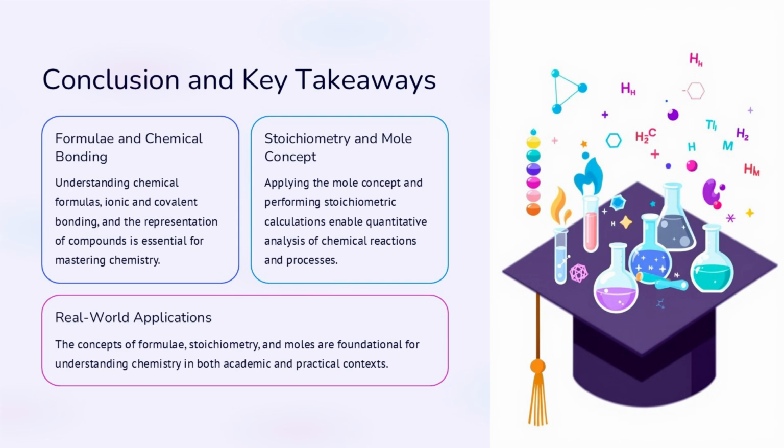Chemical formulae provide a concise way to represent the composition of compounds, which is crucial for understanding their properties and behavior. Exploring ionic and covalent bonding mechanisms helps explain how atoms interact to form stable compounds. The mole concept and stoichiometric calculations enable quantitative analysis of chemical reactions, allowing us to predict and measure the quantities of reactants and products. These foundational concepts have wide-ranging applications, from academic study to industrial processes and everyday phenomena. Mastering these core ideas lays the groundwork for deeper exploration and understanding of the chemical world around us.